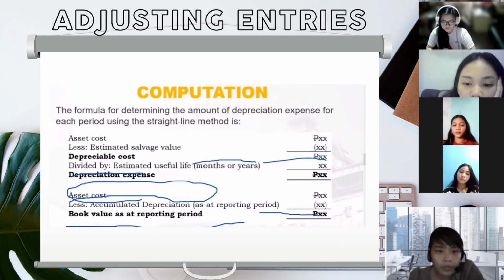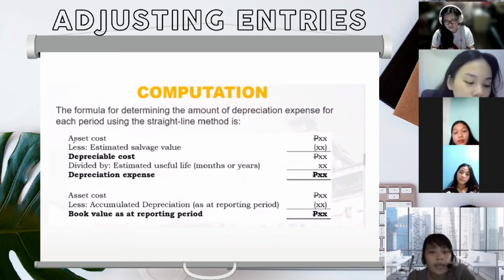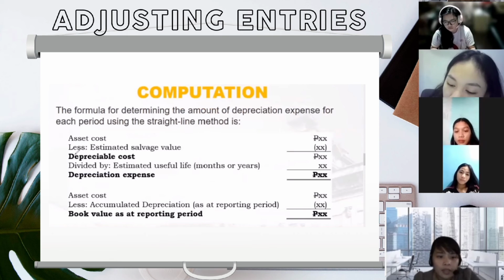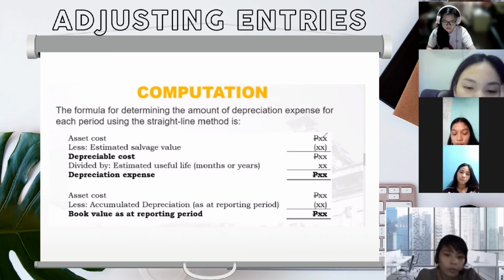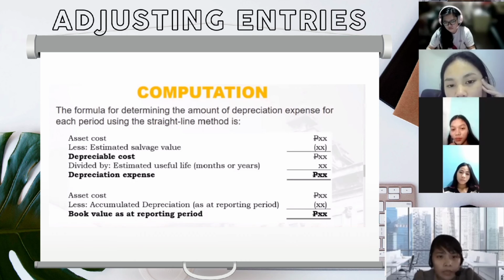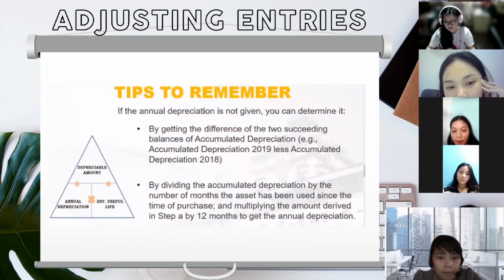Ayan. So, paano nga ba? So, ito po yung ating formula. Napakadali lang to. This will be our last discussion. Ayan. Asset cost less estimated salvage value divided by estimated useful life. Okay? So, that is the depreciation expense. Okay? So, ito yung computation. So, meron tayong example. Para mas maintindihan nyo siya, punta tayo sa example.